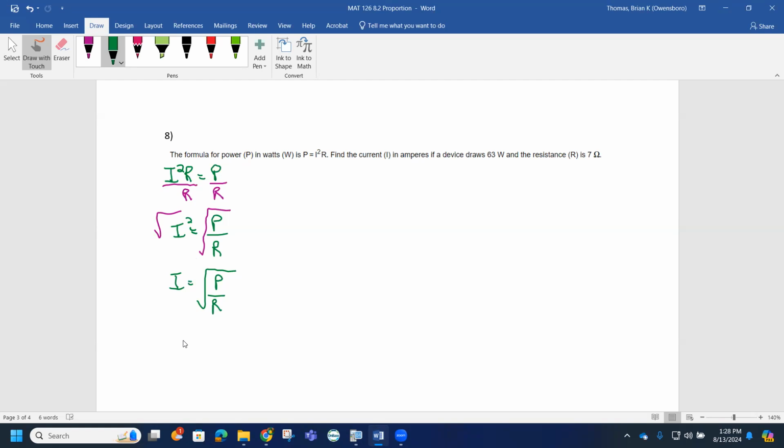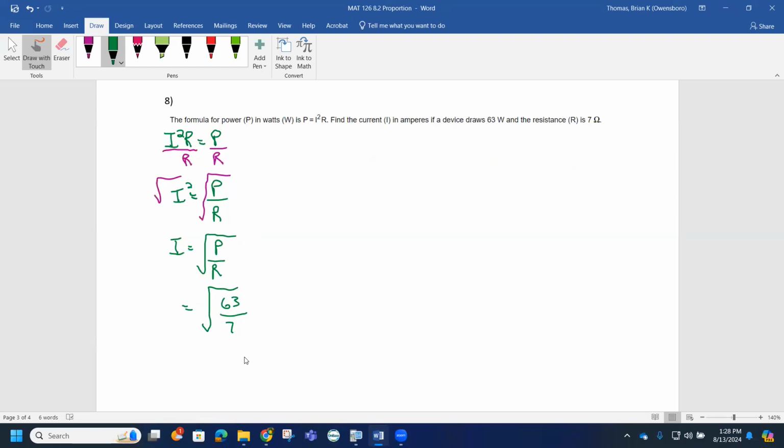So what I can do is just substitute in this formula the square root of the power it draws, which was 63 watts, and the resistance, which was 7. Well, we know 63 divided by 7 is 9. And what can you square and get 9? The square root of 9 is asking what value can you square and get 9? Well, 3 squared would equal 9. So the square root of 9 would equal 3.